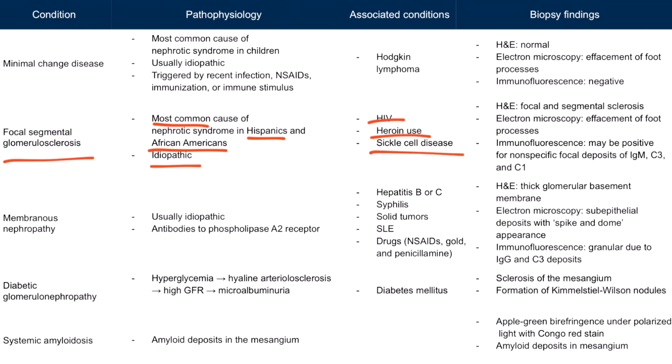Now, following a biopsy, H&E stain presents with focal and segmental sclerosis. Focal means that not all glomeruli are affected. Segmental means that only certain segments of the glomeruli are affected. We'll look at an example of this in a bit.